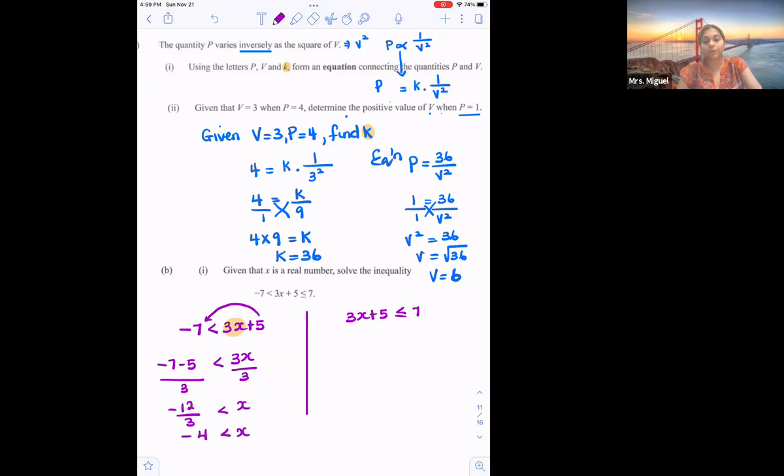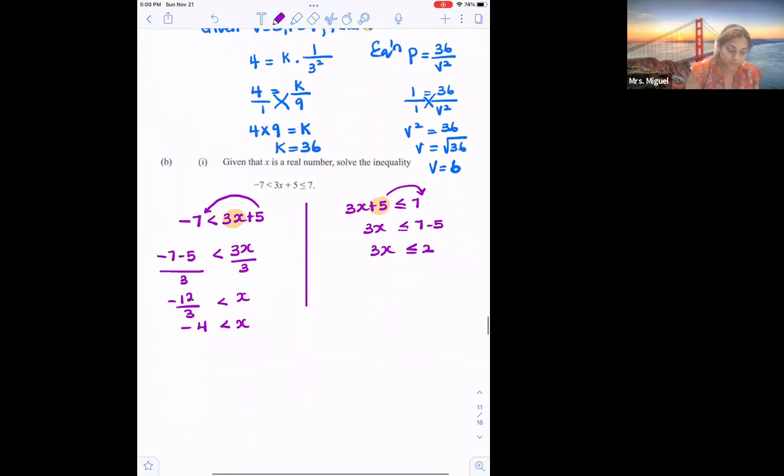All right, let's go. So now I am simply going to remove positive 5. So it becomes negative. So 7 minus 5, 3x is less than or equal to 2. I want to make x the subject, so I need to divide both sides by 3. This is going to cancel the number in front of the x. So x is less than or equal to 2/3.